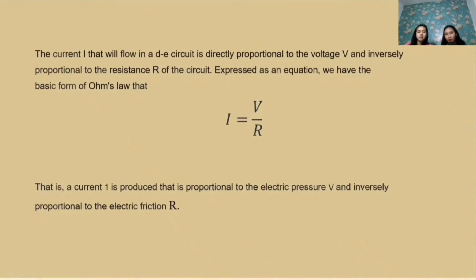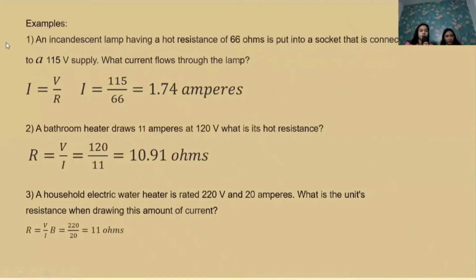So the formula of it is the current, or I, equals voltage, or V, over resistance, R. That is, a current I is produced that is proportional to the electric pressure V and inversely proportional to the electric friction, or resistance R. So next, this unit of resistance, which is Ohm's law.